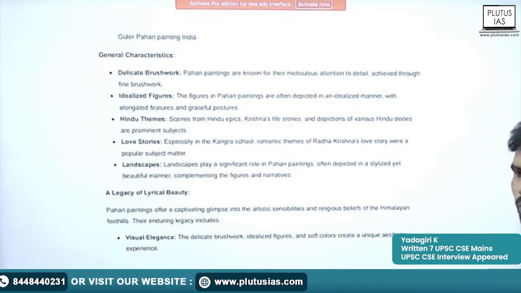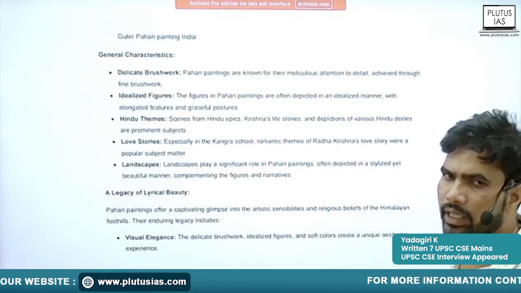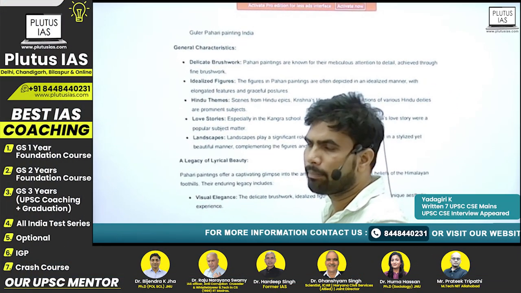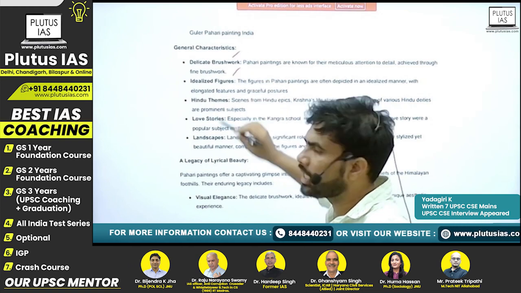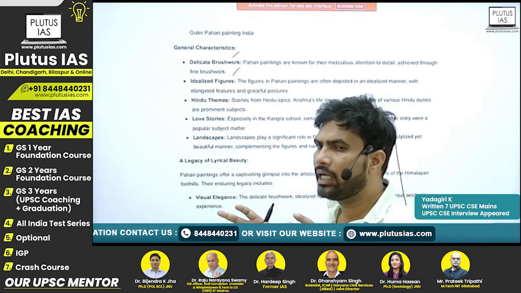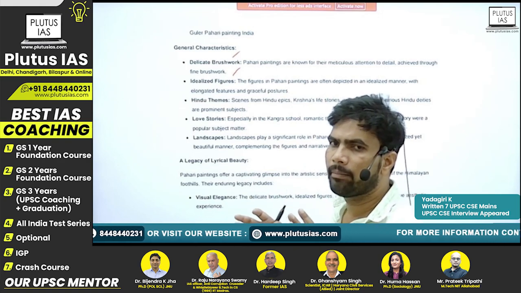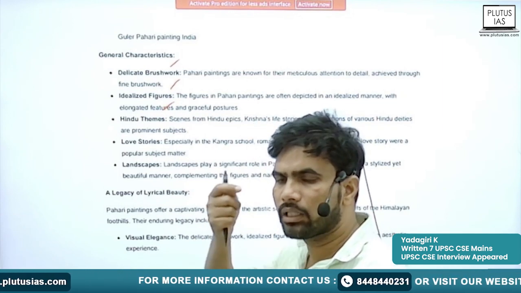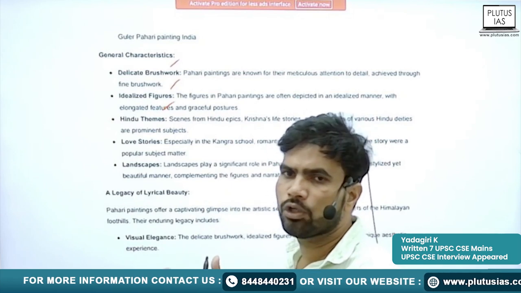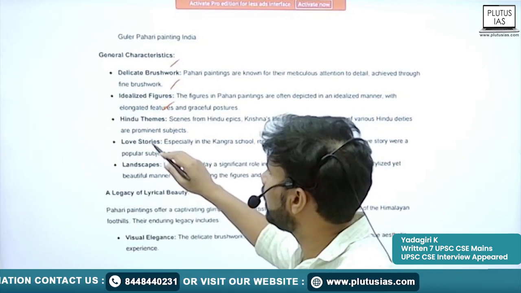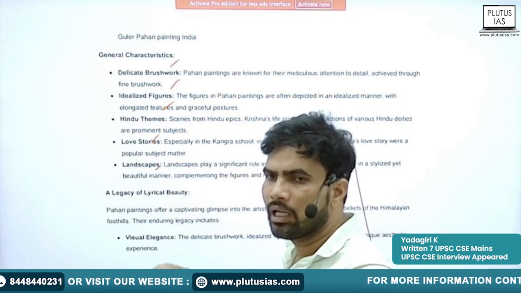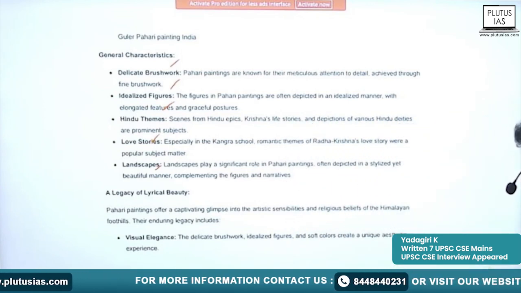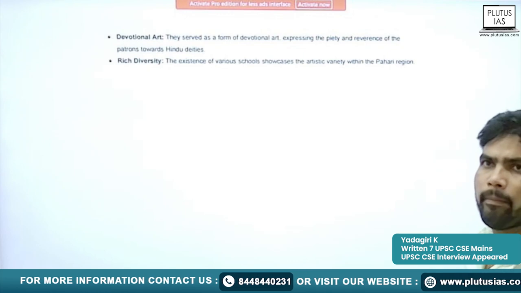So remember the names of the schools; you may get a question on the various types of sub-schools in the Pahadi style. General characteristic features for the entire Pahadi school: delicate brushwork, idealized figures. I mean, the painters have tried to bring real-time images. Hindu themes are more prominent, including Ramayana, Mahabharata, and life events of Krishna, along with the romantic themes associated with Krishna. Love stories have been depicted. Natural landscapes have been taken as the background in the images, right? So this is about the Pahadi school of painting.